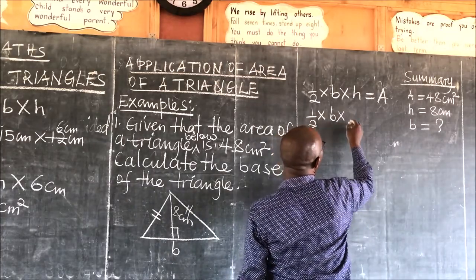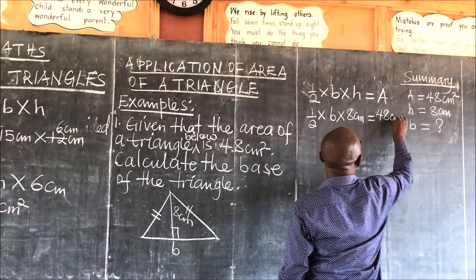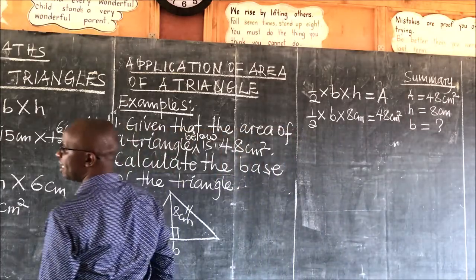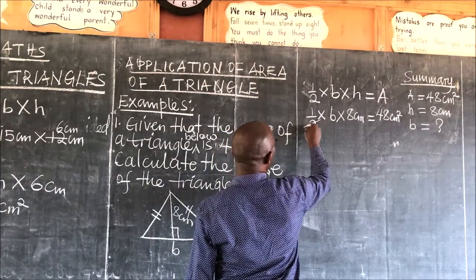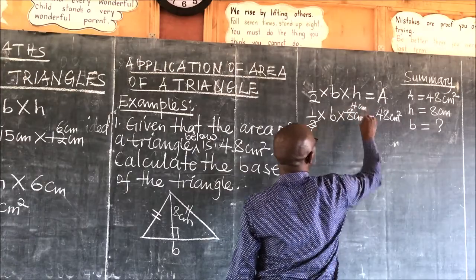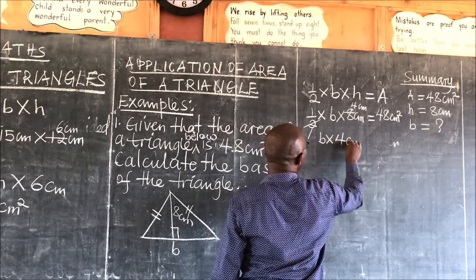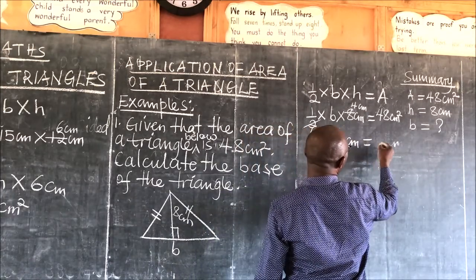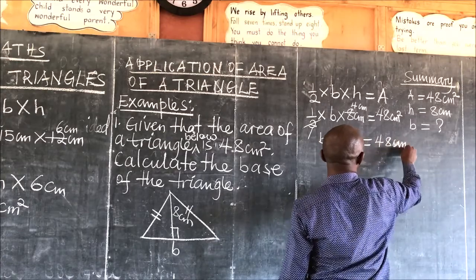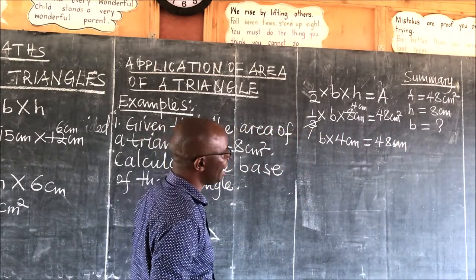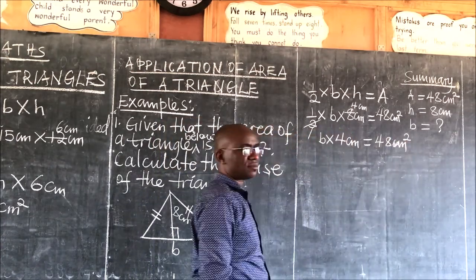Times the height, which is 8 centimeters, is equal to the area, which is 48 centimeters square. Now, we can work out. And we can cancel by 2. 1 by 2, this is 4 centimeters. Are we together? So you have B times 4 centimeters is equal to 48 centimeters square. So we have to divide both sides by 4. Remember, this is square.